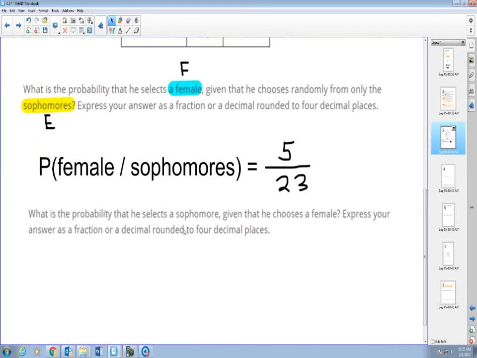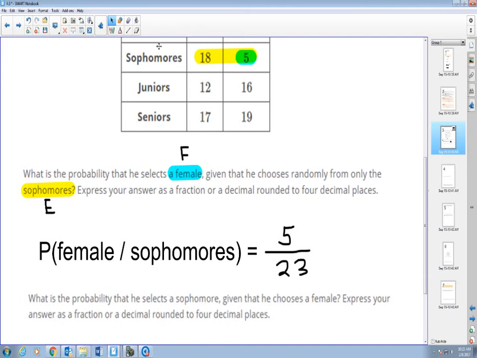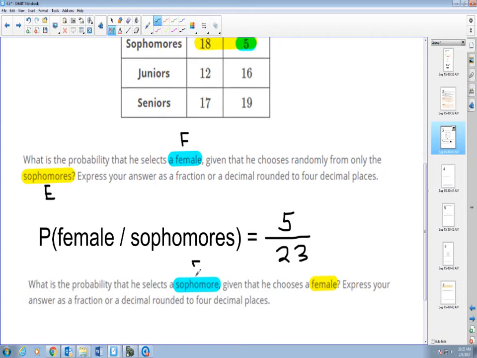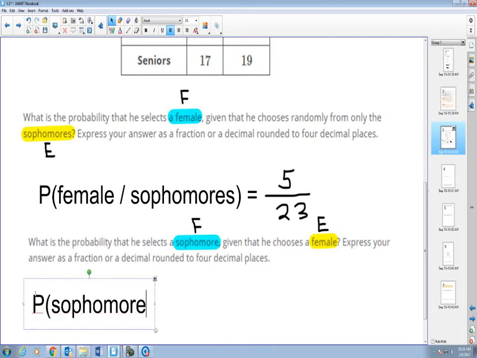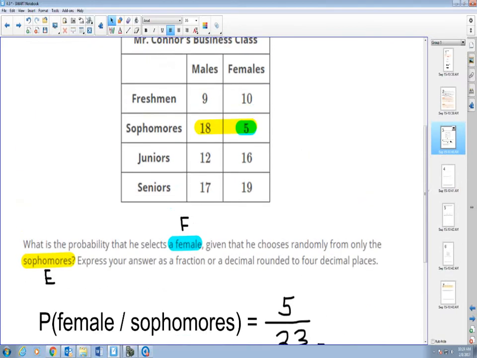All right, let's ask the same thing, looking at the same table differently. Reverse: what is the probability that he selects a sophomore given that he already chose a female? So this time the sophomore is the second event and the first event is female. So it's the probability of selecting a sophomore given that it is a female. Let's take a look at my first event, which is female. These are female.